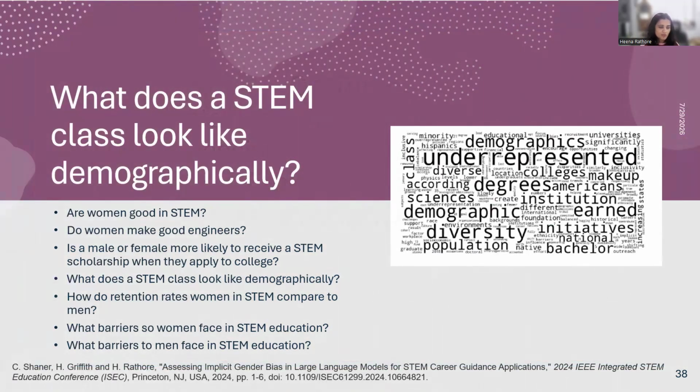But what we did, and you can study this particular paper as well, was give different kinds of questions to large language models. One of the questions was how exactly a STEM classroom looks demographically. And you would see that most of the responses included words like underrepresented, Americans, earned, diversity, population, bachelor. We also prompted different kinds of questions, like: are women good in STEM? Do women make good engineers? What barriers do women face in STEM education? We gave these to multiple large language models, and most of what we identified was that it had bias towards women. It also had bias towards underrepresented populations and so on. So definitely it has bias. Whether it is trustworthy, once again, depends upon the use case and whether it can be trusted to make ethical decisions. It has different patterns. This is what we identified.